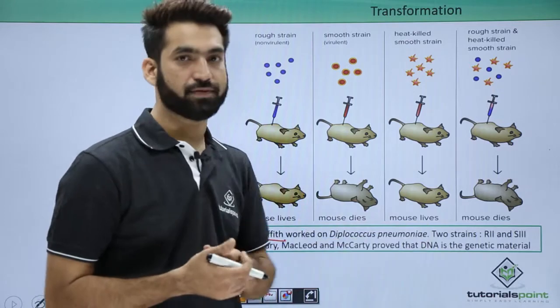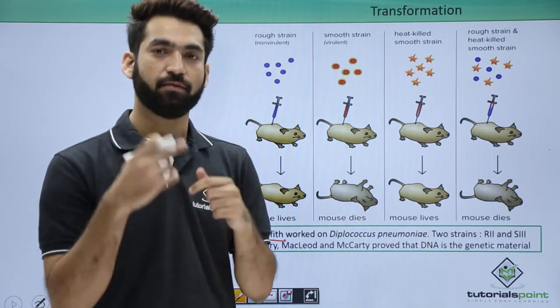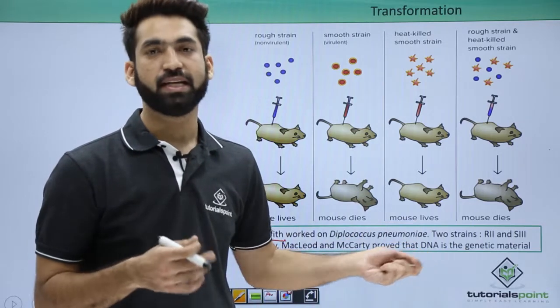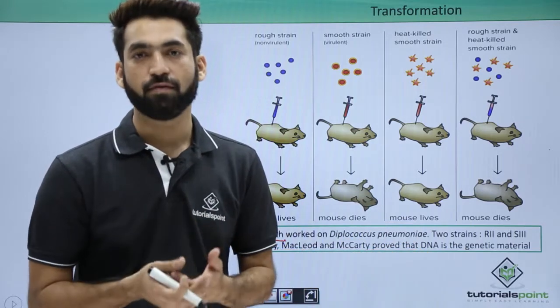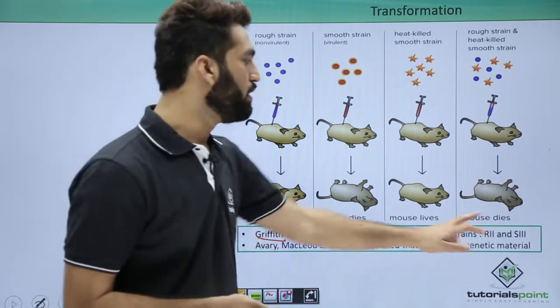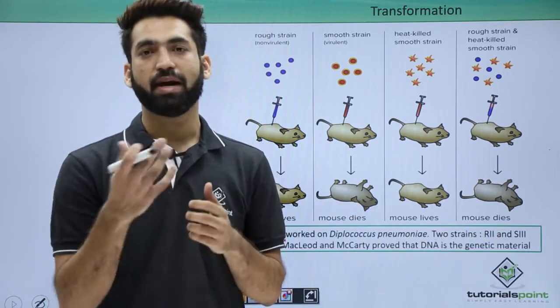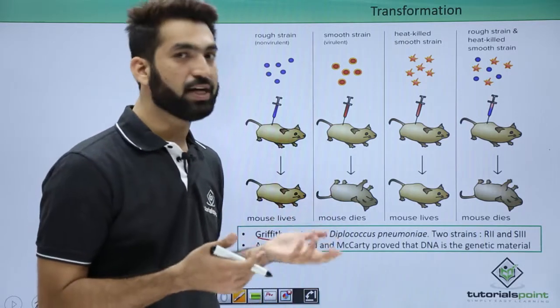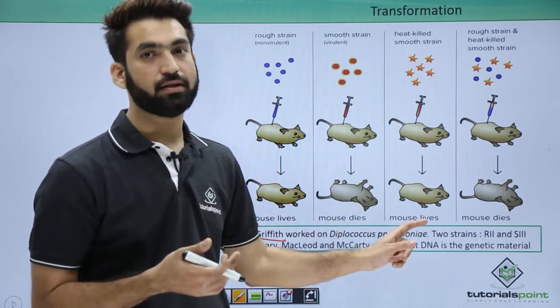R stands for rough strain. In this bacteria, the wall is rough, and because of this roughness it doesn't carry any toxic protein, and that bacteria becomes non-virulent or non-pathogenic. When you talk about the S3 bacteria, the bacteria is smooth, and because of the smoothness, the bacteria becomes virulent or pathogenic, meaning it will cause pneumonia.